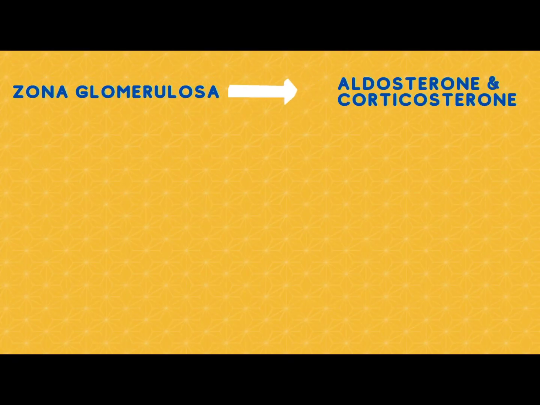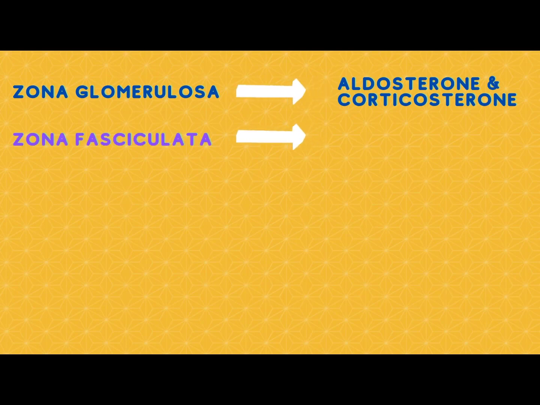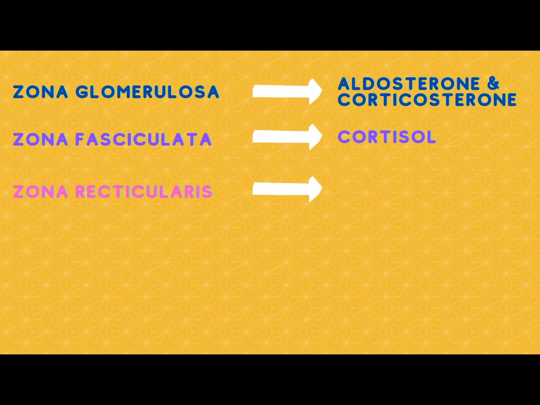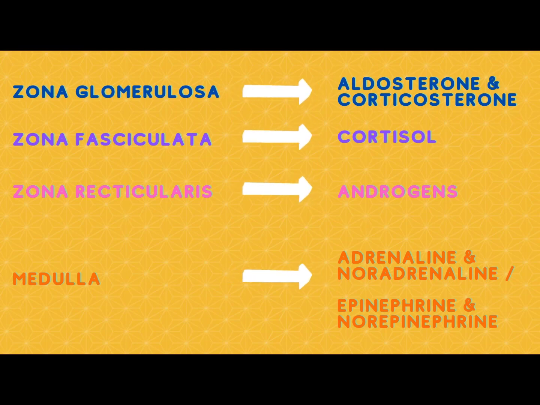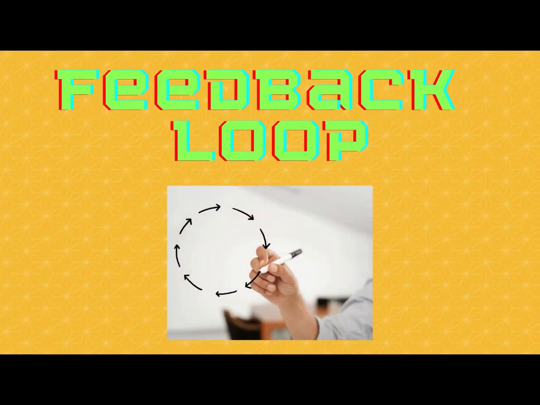The zona glomerulosa is responsible for aldosterone and corticosterone. The zona fasciculata is responsible for cortisol. Zona reticularis is responsible for androgens. And the medulla is responsible for creating adrenaline, which is known as epinephrine, and noradrenaline, which is also known as norepinephrine.